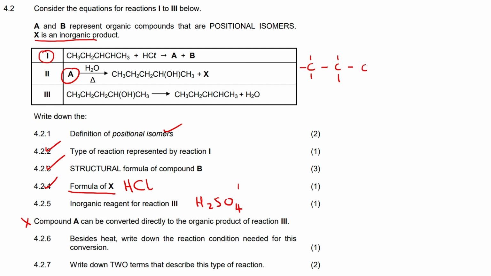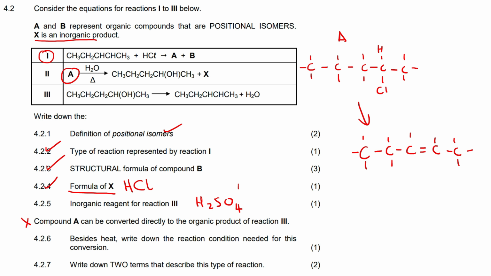CH2, CH2, CH. And then it had a Cl instead of the OH. And then CH3. That is what compound A was. And they're saying that that can be converted directly to the organic product in number 3. So they're saying that that can be directly converted into this bad boy over here. CH3, CH2, CH, CH, CH3.